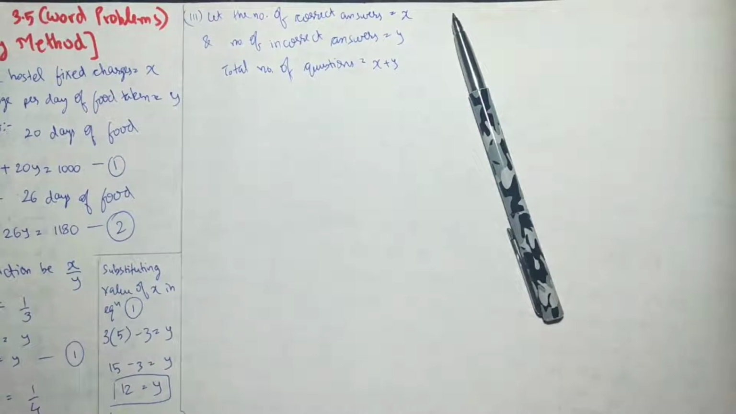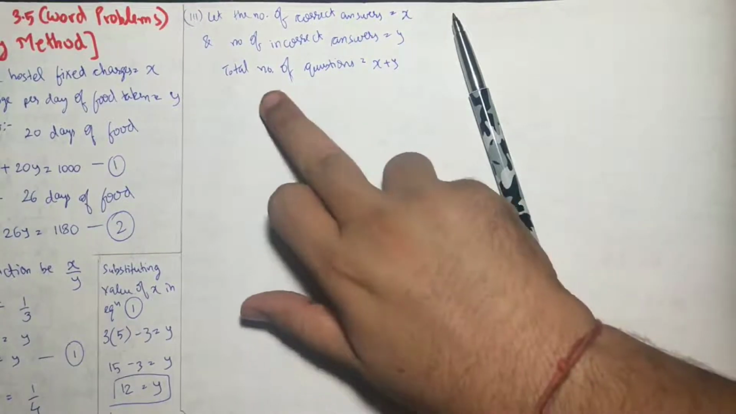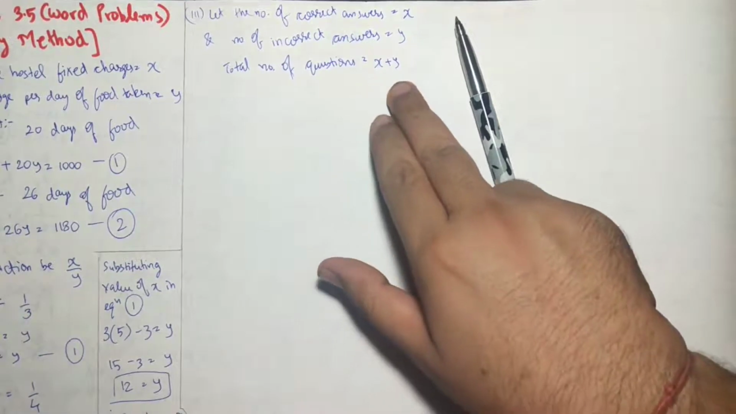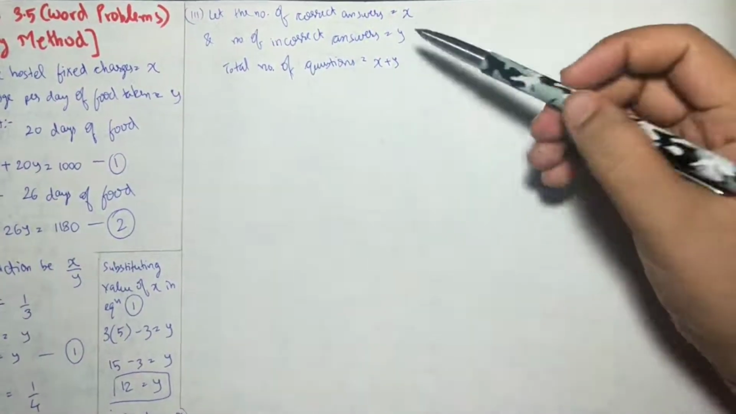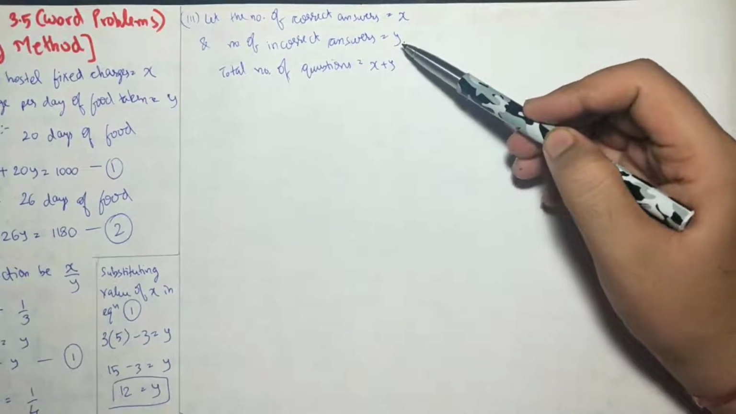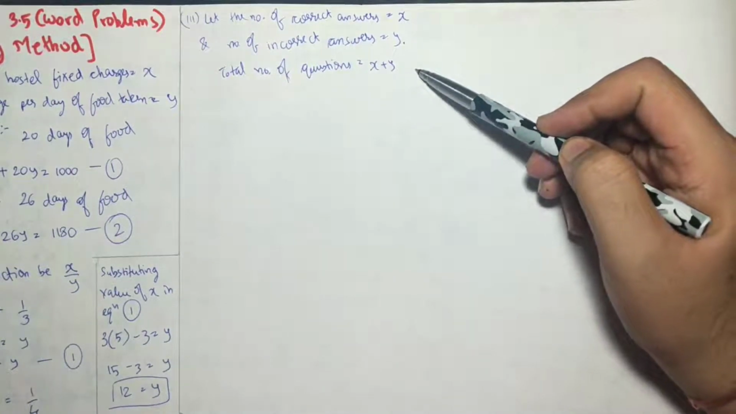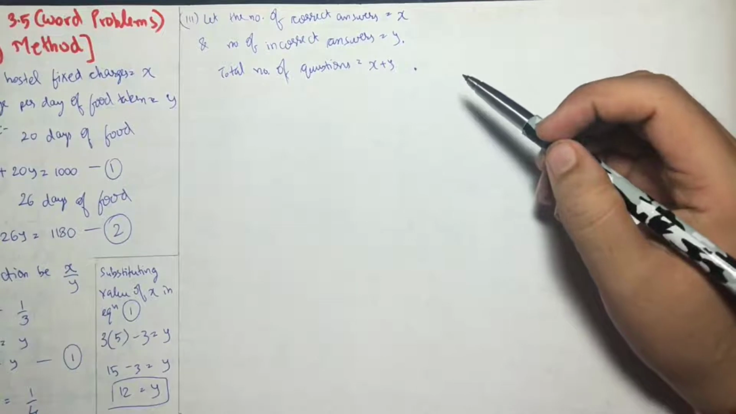So the total questions will be x plus y. So you have to find the value of x and y, and then add them at the last. If the question says that 5 questions he didn't attempt, he didn't know the answer, so the total number of questions would become x plus y plus 5. We have to add 5 because he has not attempted them. Correct answers, incorrect answers, and those he has not attempted should all be included.